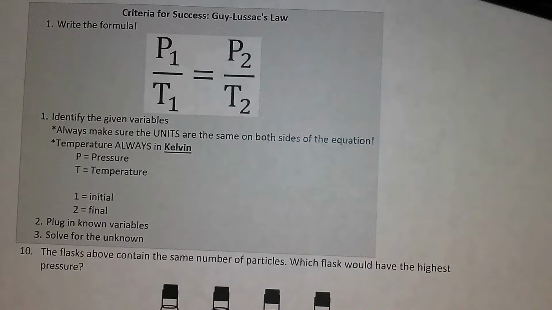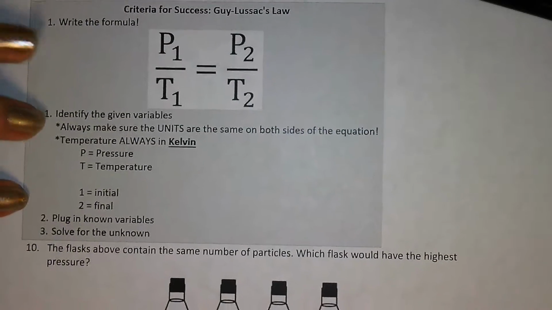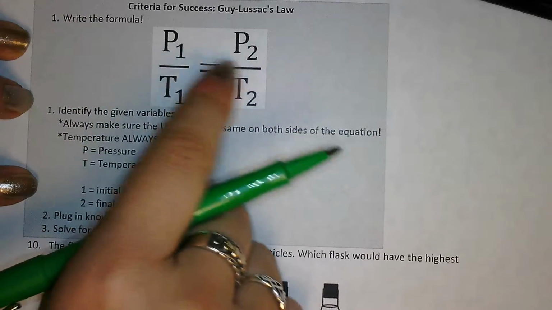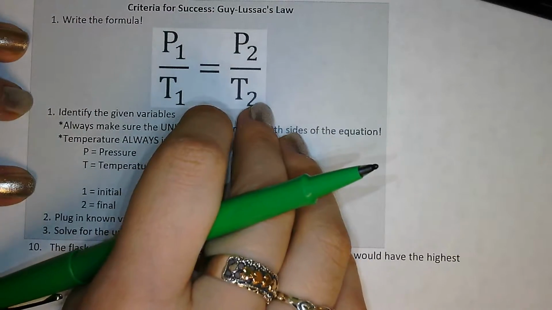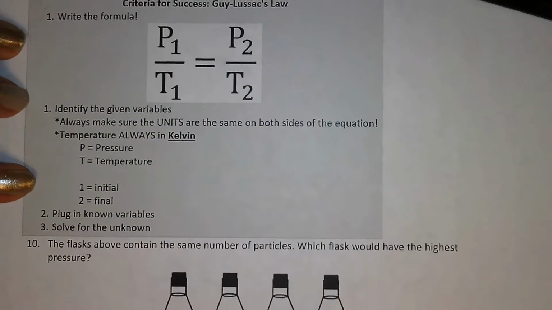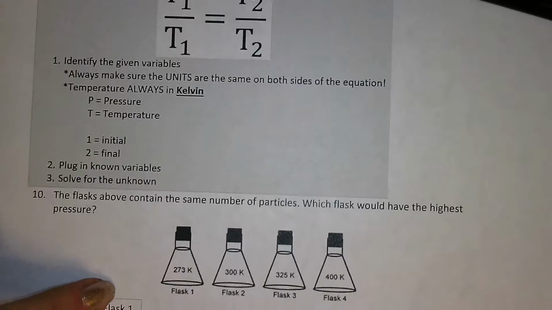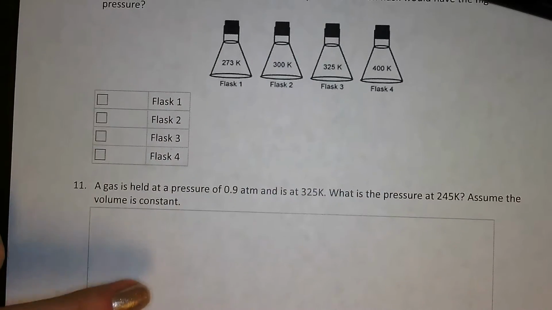All right, next up we got Gay-Lussac's law. This one relates pressure and temperature and assumes that volume is constant, or they just won't mention it at all. That's how you know to use this formula. This one has a little more critical thinking and then one math problem at the bottom.